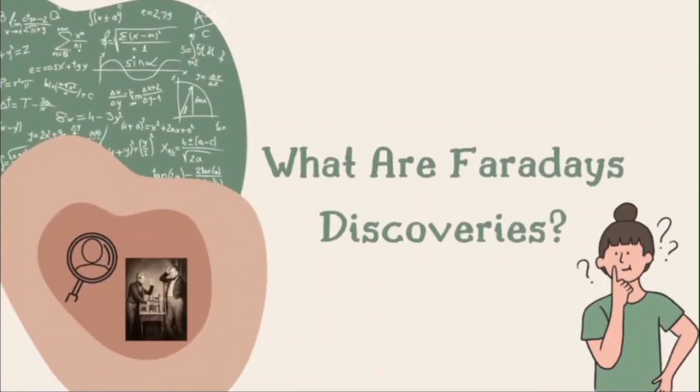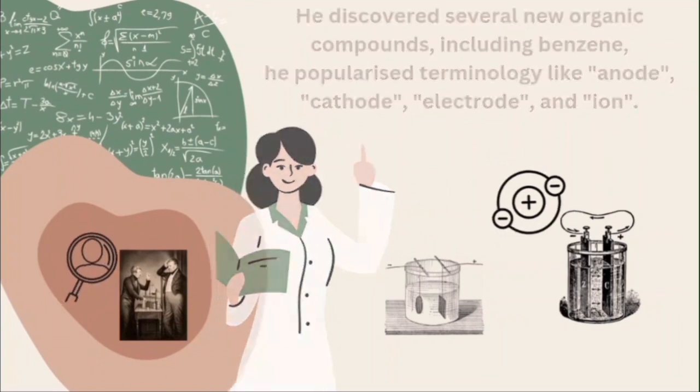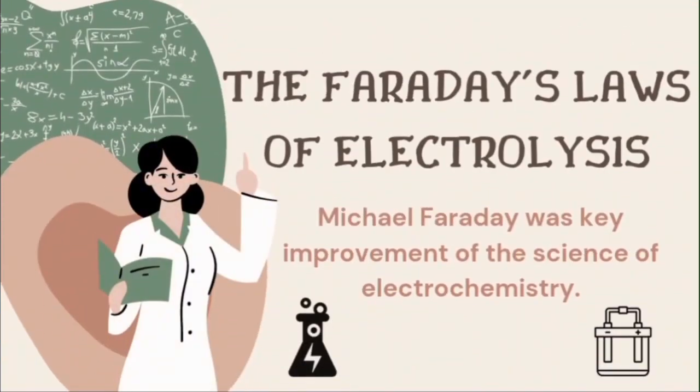What are Faraday's discoveries? His attendance at the public lectures of John Tatum was his entry to a world of scientists, and it was through Tatum he was presented to William Dance, who gave him tickets to the scientific lectures of Sir Humphry Davy. He discovered several new organic compounds, including benzene, and was the first to liquefy a permanent gas. Additionally, he popularized terminology like anode, cathode, electrode, and ion, as well as a first version of the Bunsen burner. And finally, which is our topic, Faraday's laws of electrolysis.